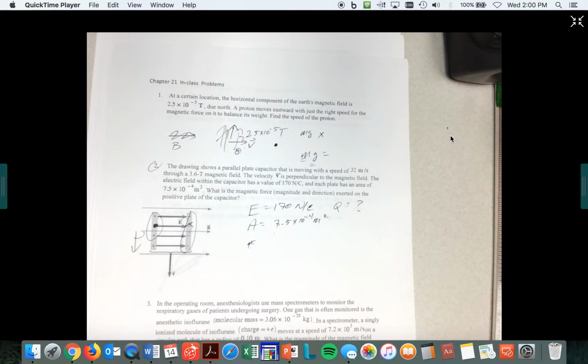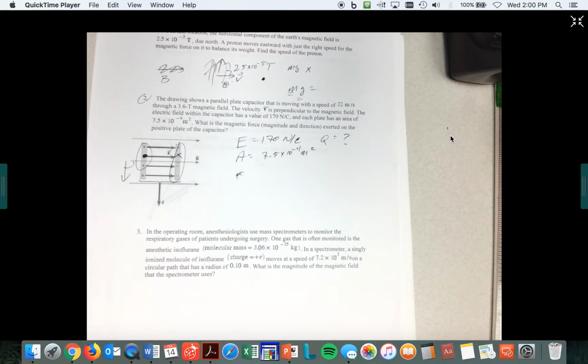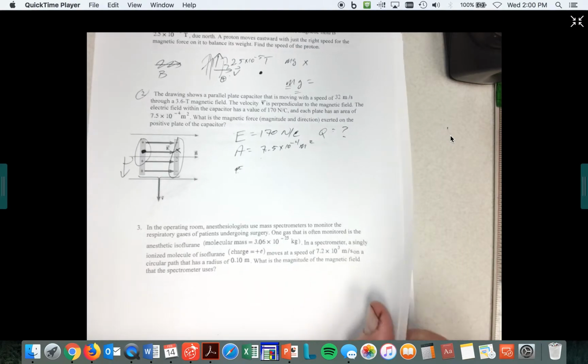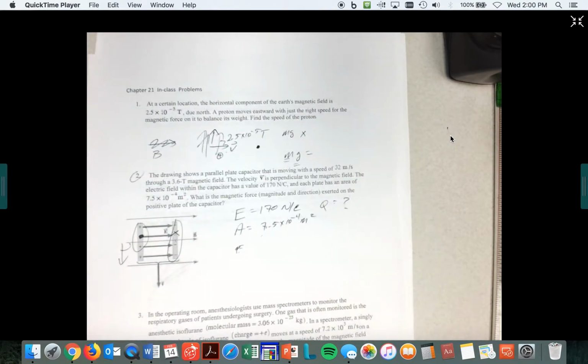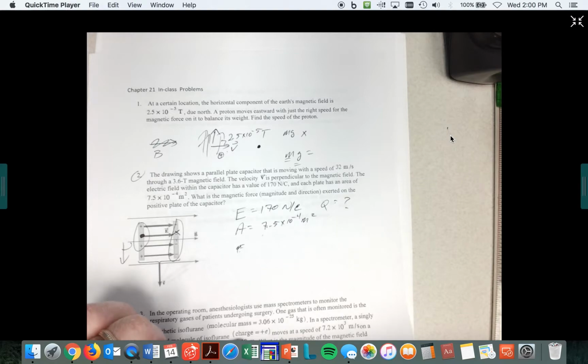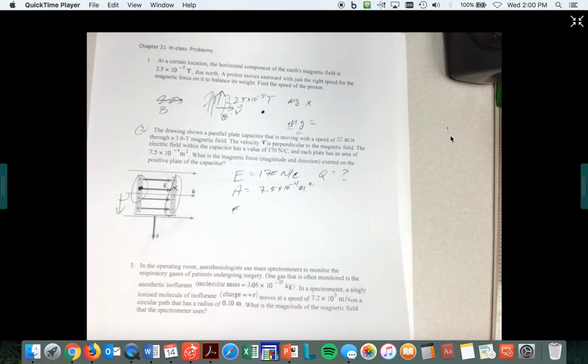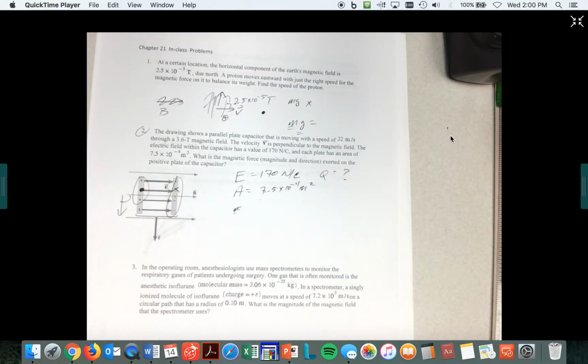Now then, let's look at this mass spectrometer problem. Then I'll stop here for this page because we have 3 more pages of problems that we need to get set up here, but there's only a handful. I think there's only 3 pages, right? Yeah, there's 3 pages. So, in an operating room, an anesthesiologist uses a mass spectrometer to monitor the respiratory gases of patients undergoing surgery.